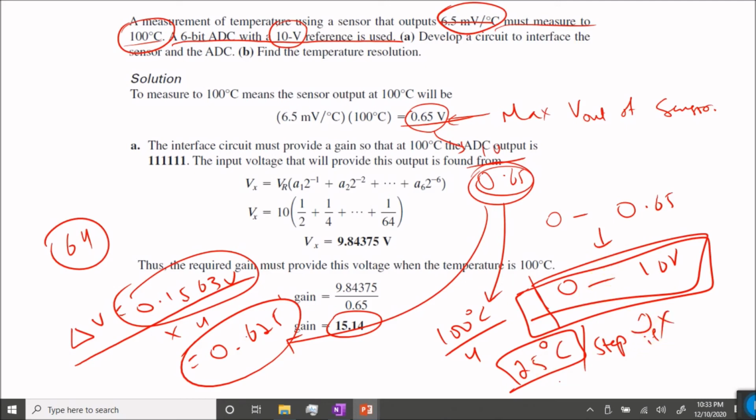But if you do this, what is the resolution you are getting now? This is converted into a full 0 to 10 volt range. So this 100 is now being broken into 64 steps. So what is the resolution here? The resolution is 1.56 degrees centigrade per step. See the difference? That's why it is important to utilize the full range of an ADC. If you don't utilize the full range of ADC, the resolution is affected very severely.